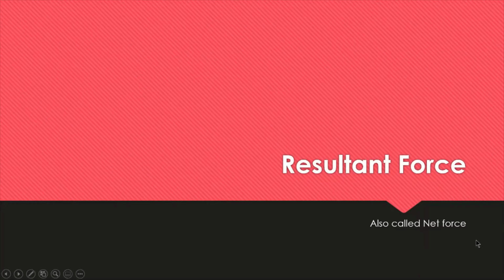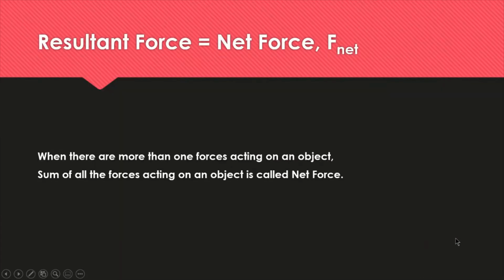Alright, today Puan Liao is going to teach you about resultant force, which is also called net force. What is resultant force or net force? When an object is acted on by more than one force, let's say two or three forces acting on an object, the total force acting on the object is the sum of all the vectors of the forces that act on it. So this is called resultant force or net force.